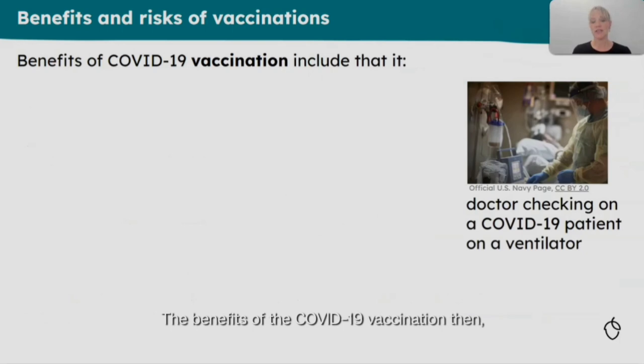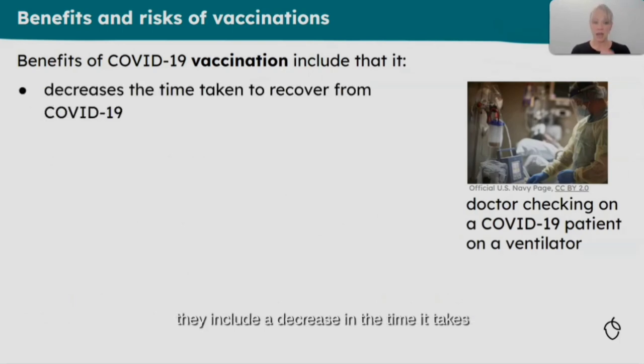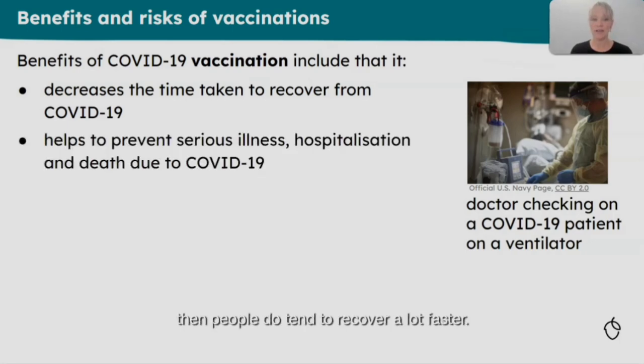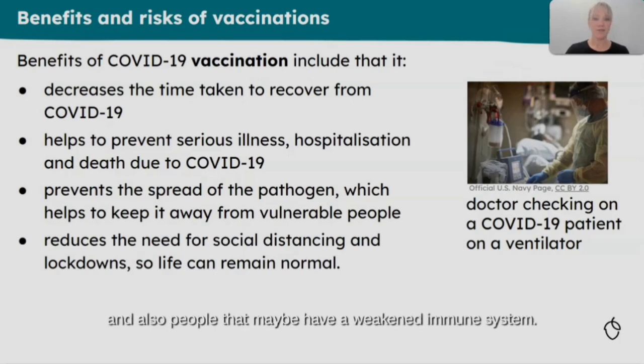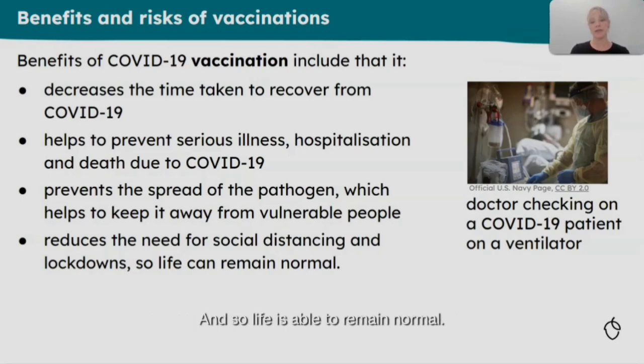The benefits of the COVID-19 vaccination include a decrease in the time it takes to recover from COVID-19. So if you do get infected, people do tend to recover a lot faster. It also prevents serious illness, people being hospitalized, and people dying due to COVID-19. It prevents the spread of the pathogen, which helps to keep it away from vulnerable people. Vulnerable people would be those who are very old, and also people that maybe have a weakened immune system. It reduces the need for social distancing and lockdowns, and so life is able to remain normal.